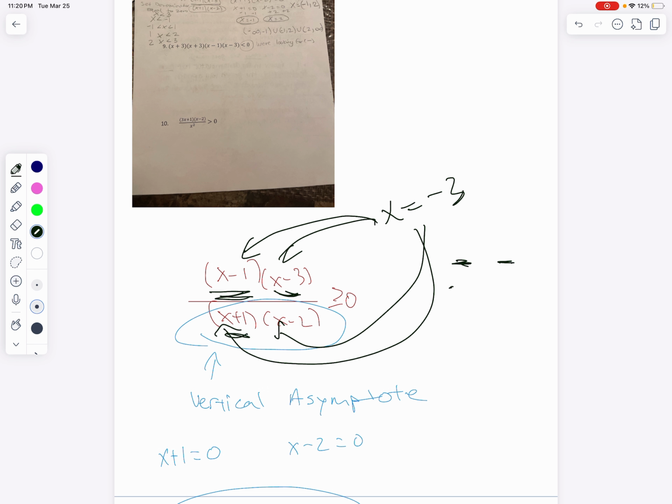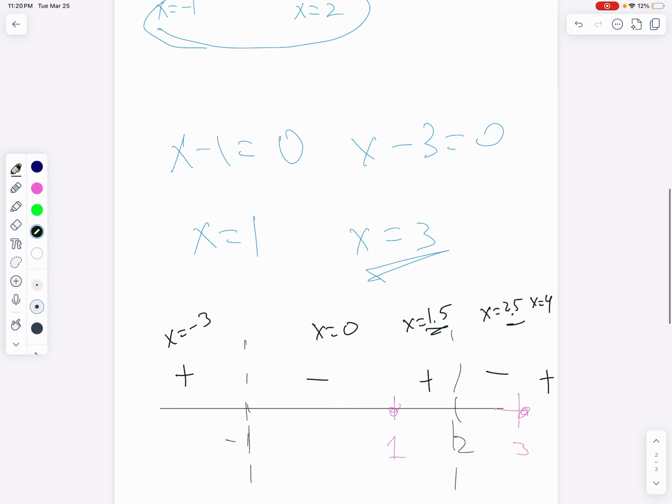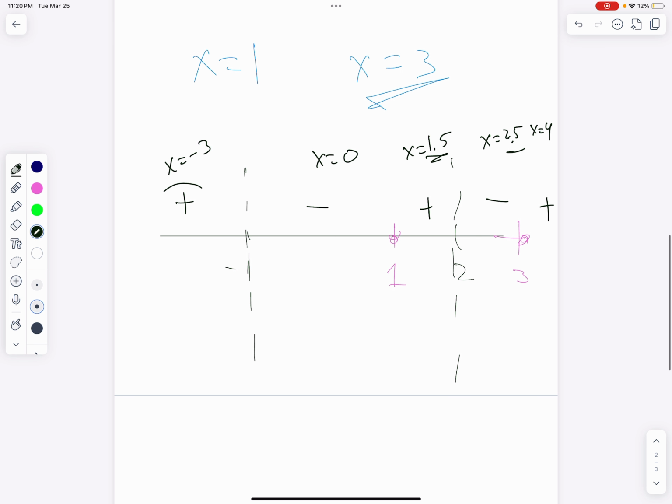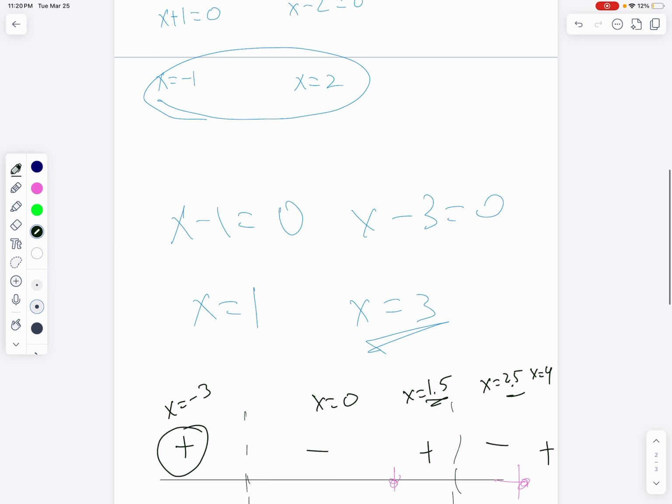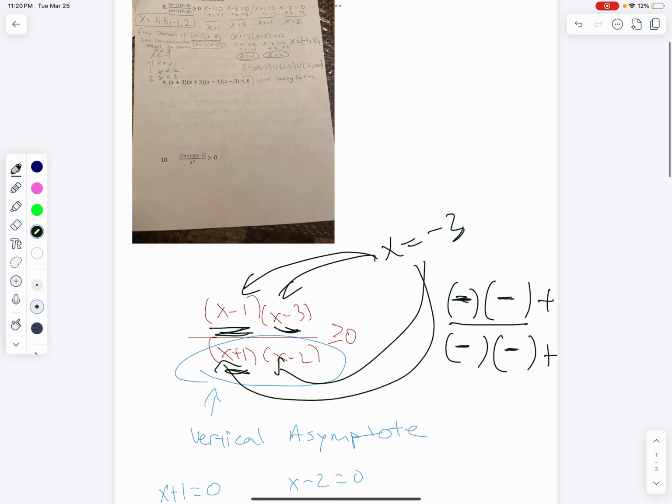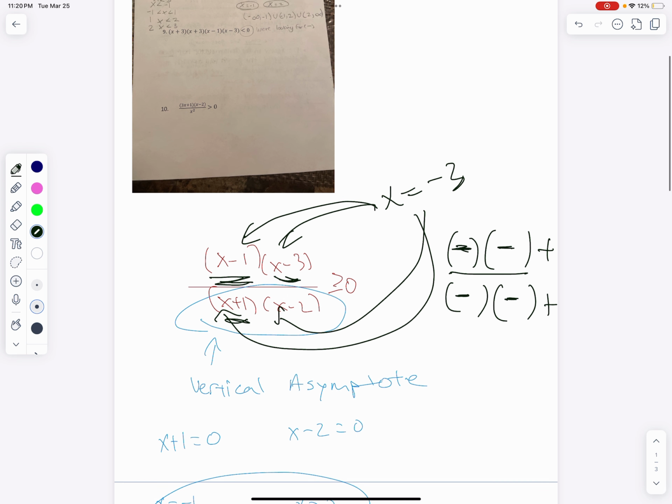-3 plus 1 is -2, so you know that's negative. -3 minus 2 is -5, so you know it's negative. So on the top we have negative times negative, which is a positive. On the bottom you have negative times negative, which is a positive, and hence it's positive. You would work through every single one like that, and you would get this result of positive, negative, positive, negative, positive. Okay? If you need more detail on that, please let me know and I'll make another video.